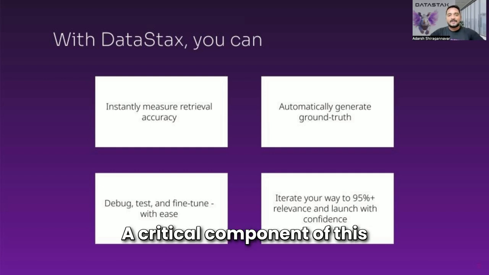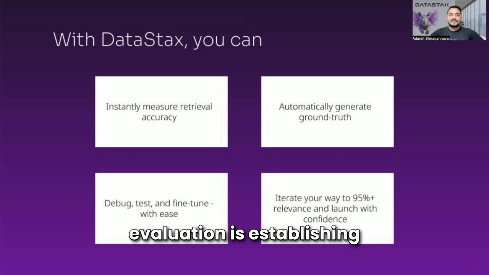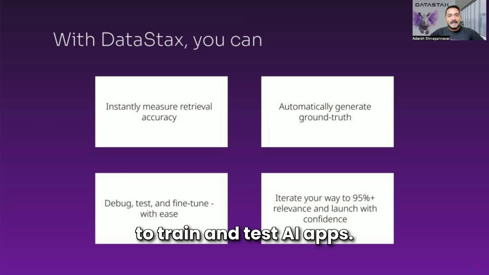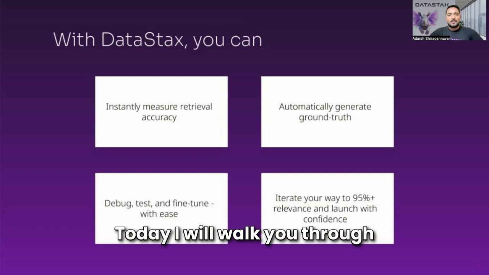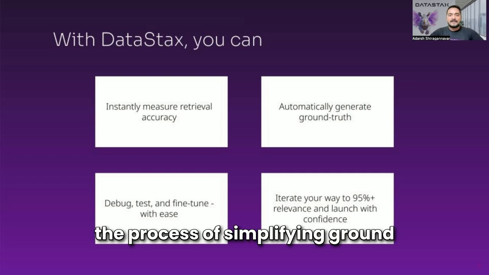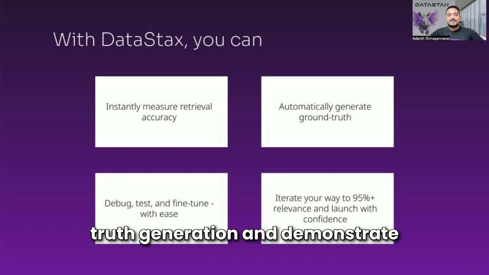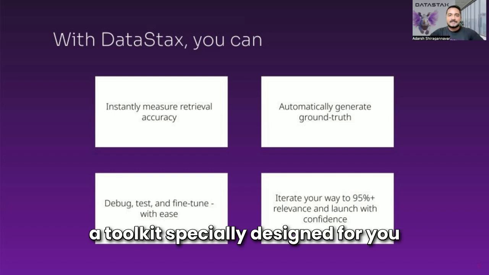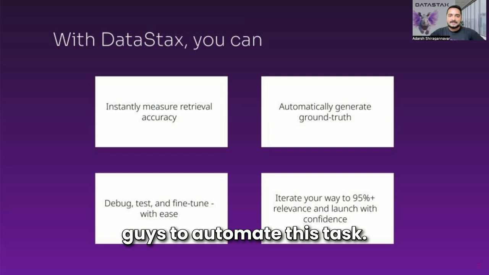A critical component of this evaluation is establishing a reliable ground truth, a set of verified data used to train and test AI apps. Today, I will walk you through the process of simplifying ground truth generation and demonstrate a toolkit specially designed for you to automate this task.